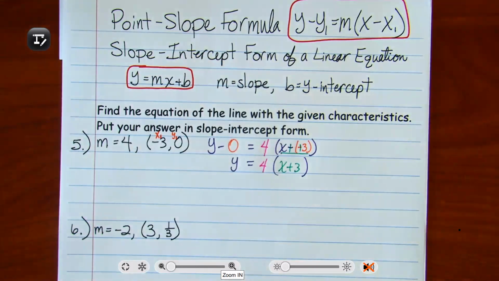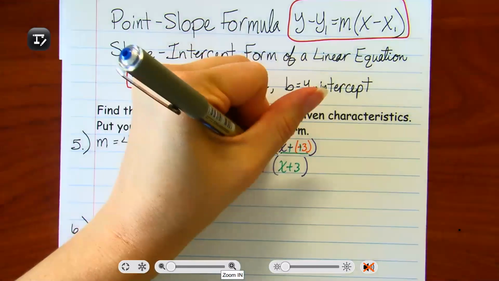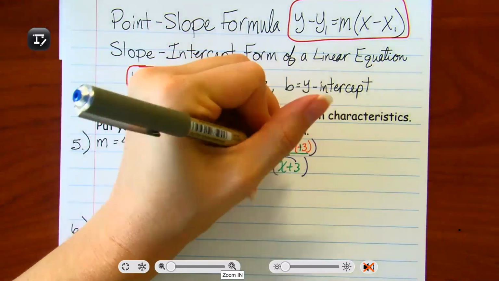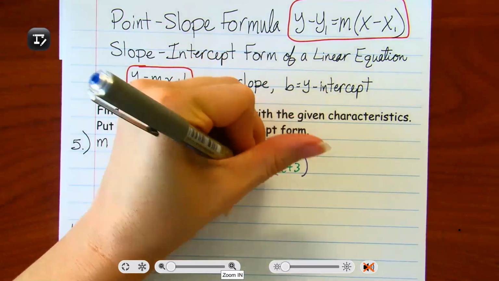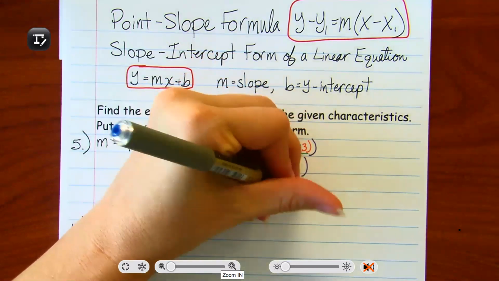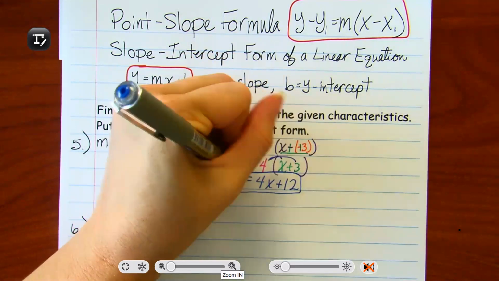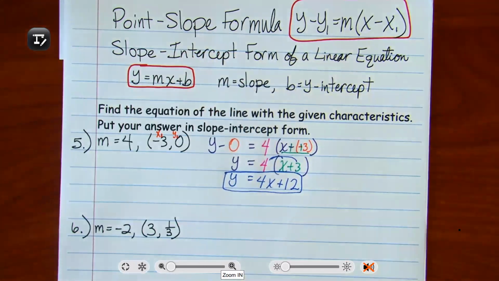So the next thing I would need to do to simplify it would be distribute the 4. So now I have y equals 4x plus 12. So that's it. That's my slope-intercept form. And from that, we could tell that the y-intercept is 12.